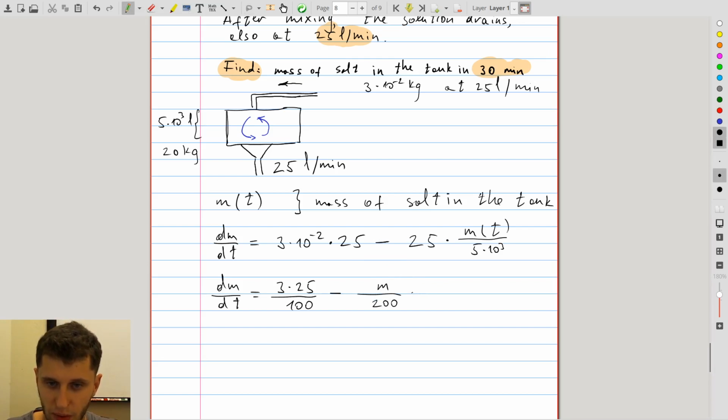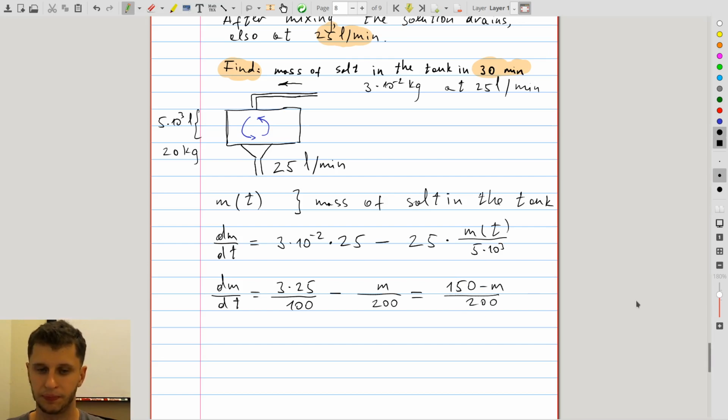After reducing to the common denominator, I have 75 over 100 minus m over 200. So I can write this as 150 minus m over 200, say. All right. Now, is this a separable differential equation? That's the main question to answer.